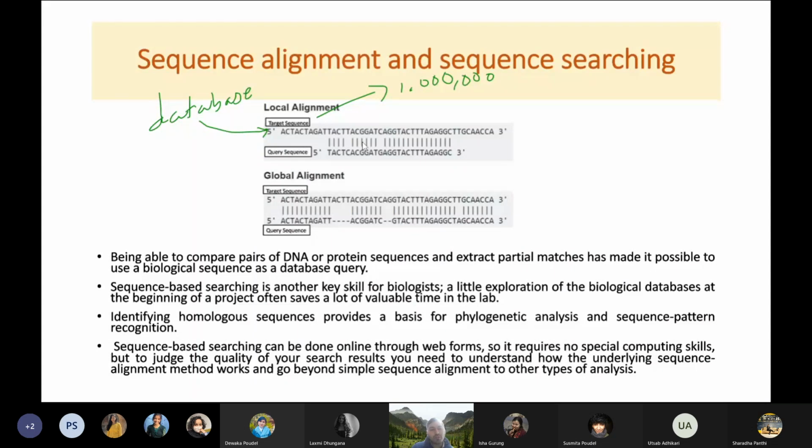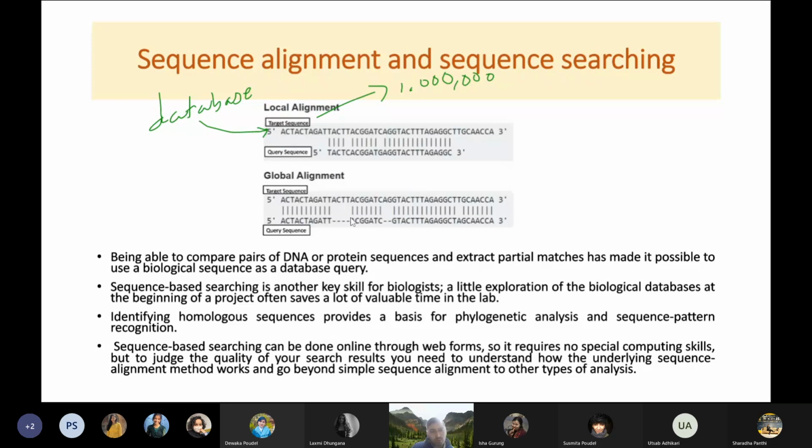You just search for the local regions, right? Just where there is the maximum similarity. So you don't do it for the whole, the overall segment. You just do it where there is the maximum amount of matches. And in the global alignment, you search for everything, everywhere.